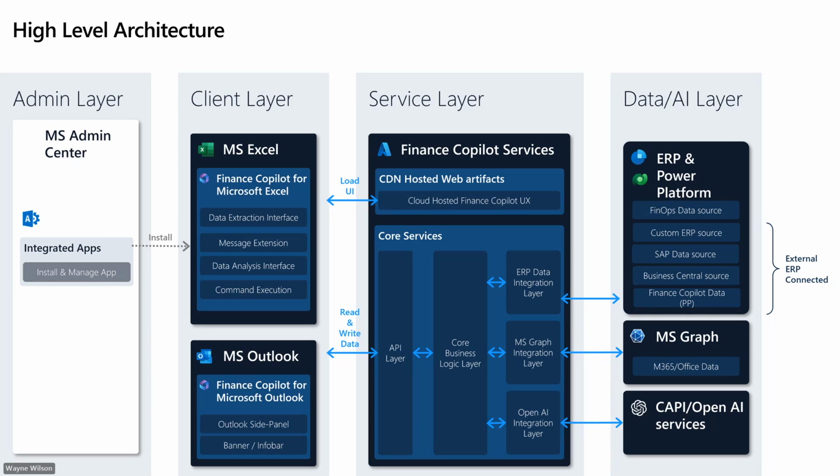Next up, we have the Microsoft Graph integration layer. This is where we have access to data on emails, meetings, and some integration with the M365 Copilot that exists in Outlook and Excel. And then finally, we can talk about the AI integration layer.